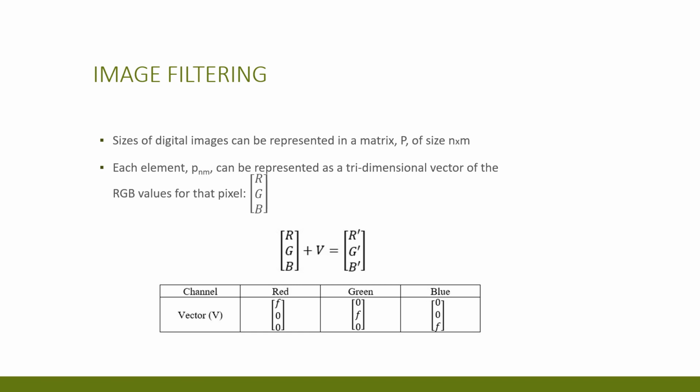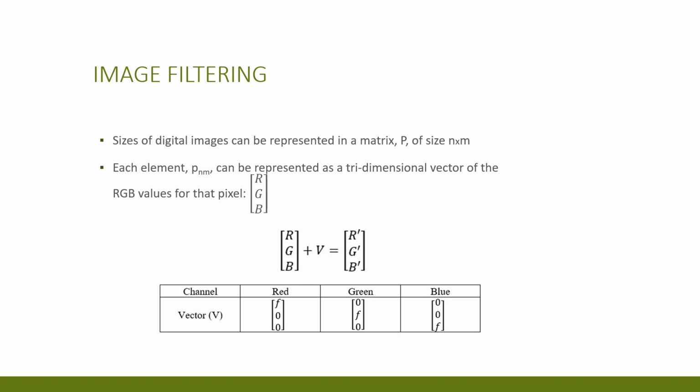So image filtering isn't exactly a type of machine learning method, but it's still very important to many machine learning techniques. Sizes of digital images can be represented in a matrix P of size m by m. For example, a 100 by 100 image is 100 pixels wide, 100 pixels in height, and has a total of 10,000 pixels. Each element of matrix P can be represented as a tridimensional vector of the RGB values for that pixel.